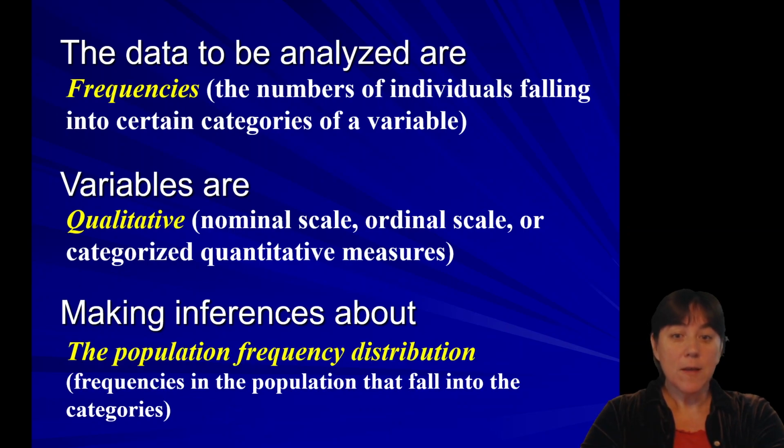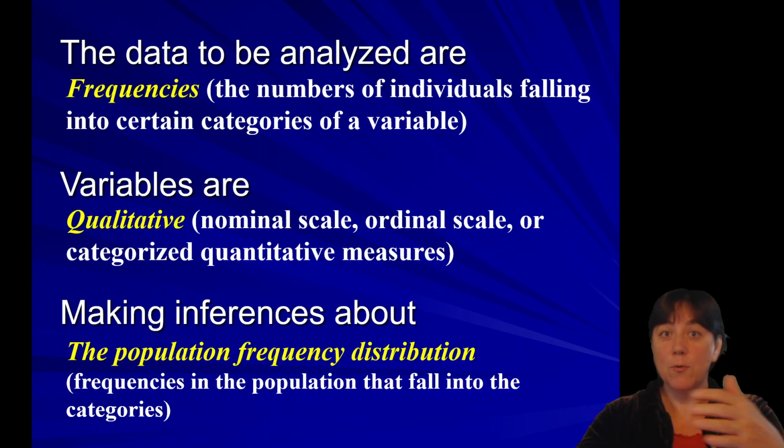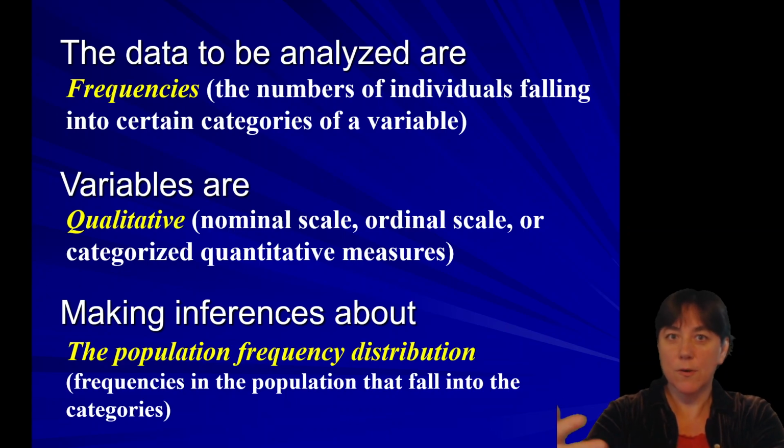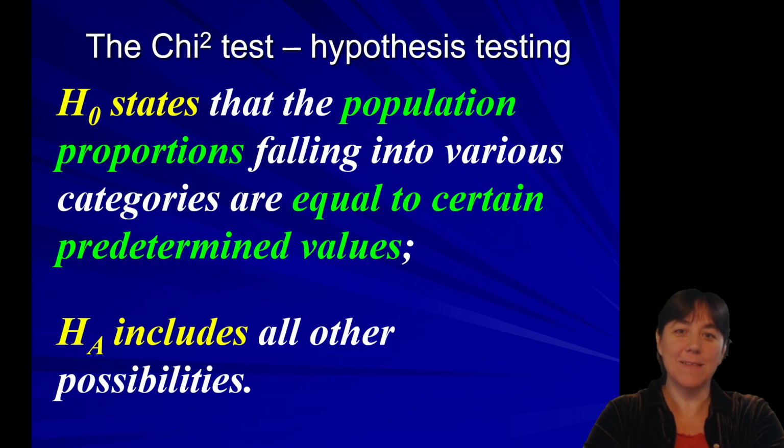We will make inferences about the population frequency distribution, basically how many people do we think are smokers, non-smokers, and how do the observed frequencies relate to these assumptions. So the chi-square test is basically a hypothesis testing, just like the t-test. But here, the difference is that the H-null states that the population proportions falling into the various categories are equal to certain predetermined values. And we have one single alternative hypothesis, which includes all other possibilities when it's not the case, right?